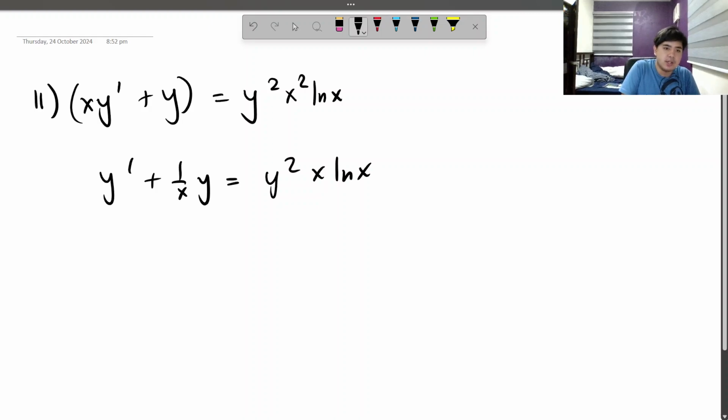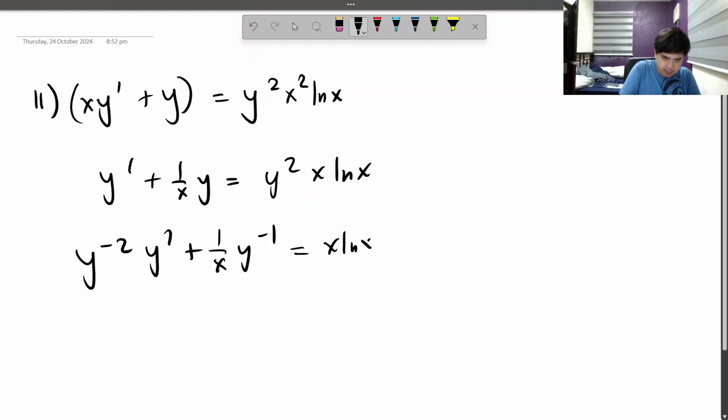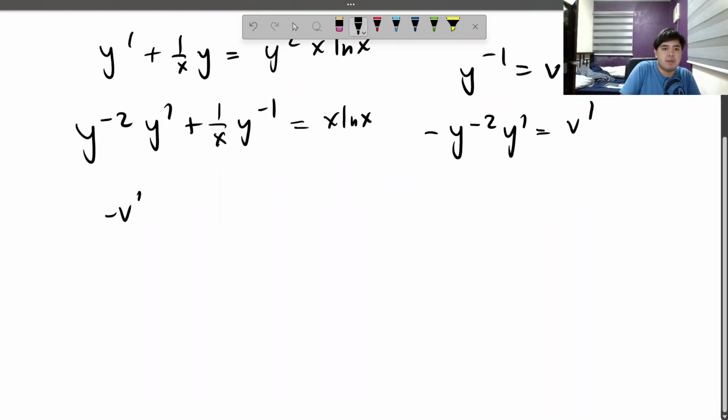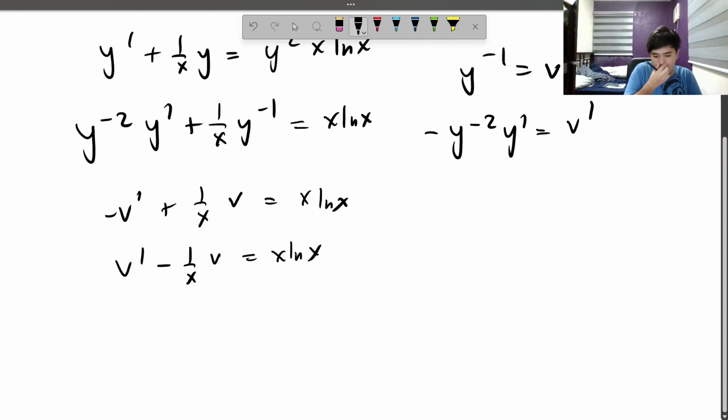So what we do in that situation, we multiply both sides by y to the negative 2 in order to cancel the y squared on the other side. Then 1 over x times y to the negative 1 equals x ln x. y to the negative 1 should be v. Negative y to the negative 2 y prime is v prime. That's nice. So this becomes negative v prime plus 1 over x times v equals x ln x. And v prime minus 1 over x, v equals negative x ln x.